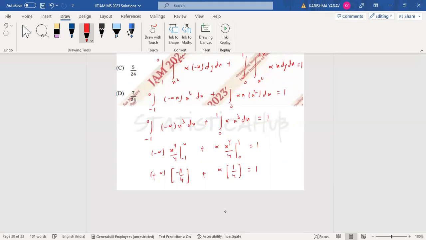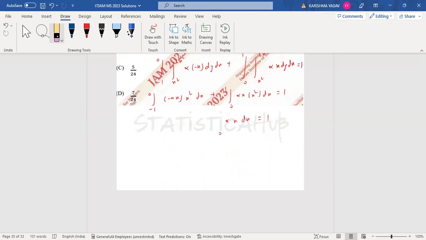So 2 alpha by 4 equals alpha by 2, which is equal to 1. So we have got the value of alpha, which is equal to 2. Okay, so let's write the PDF with the constant term, that we have got alpha equals 2, and we have to find the probability that x is greater than y.